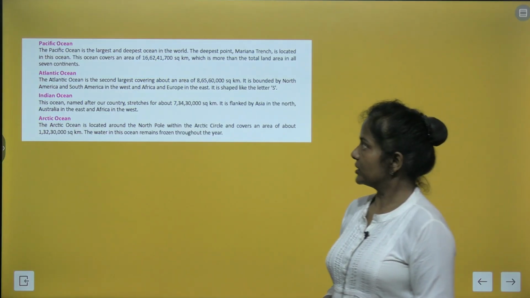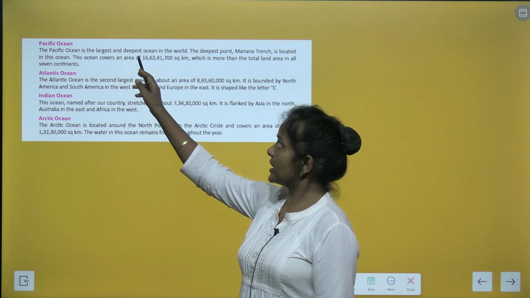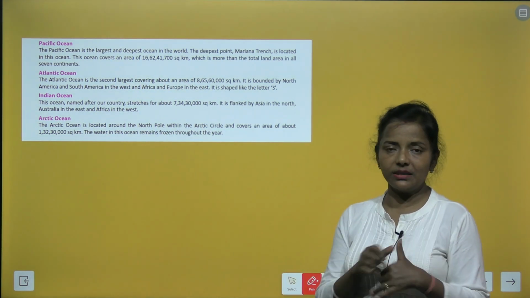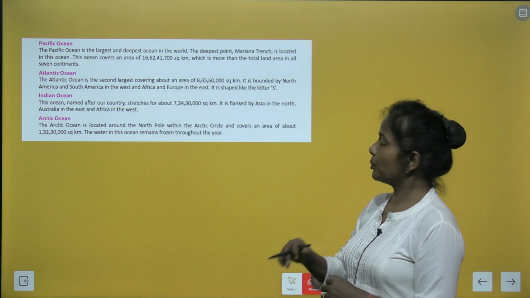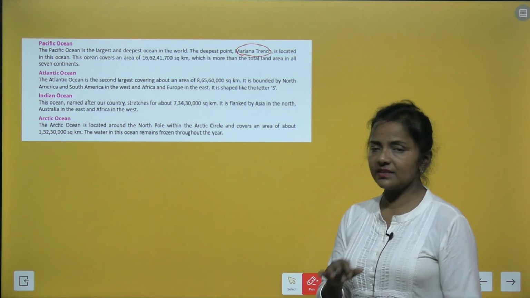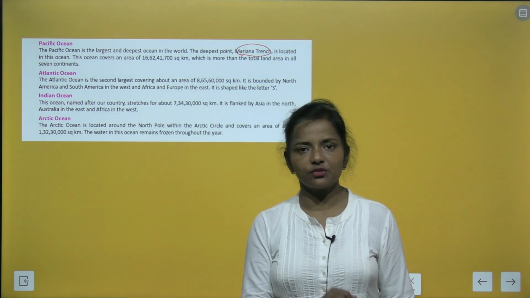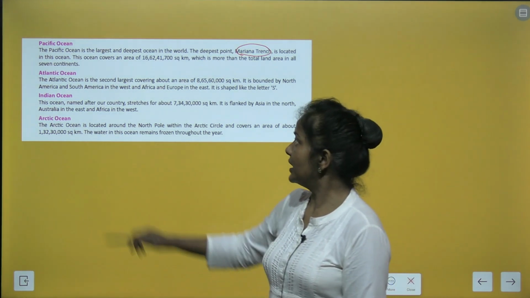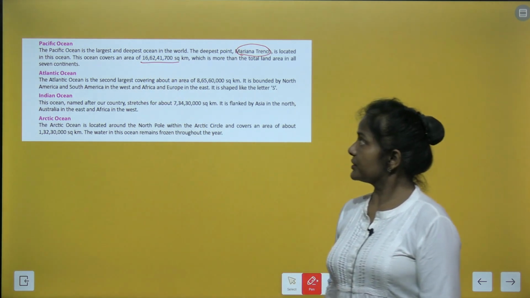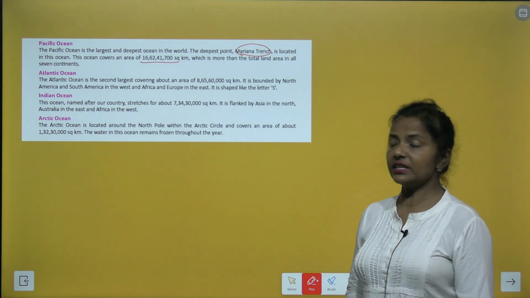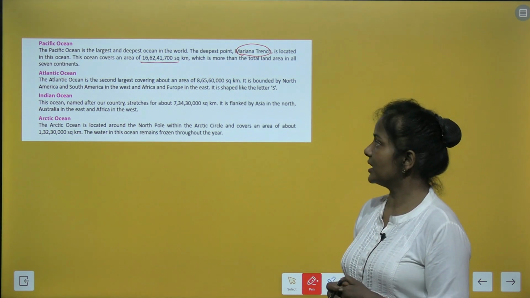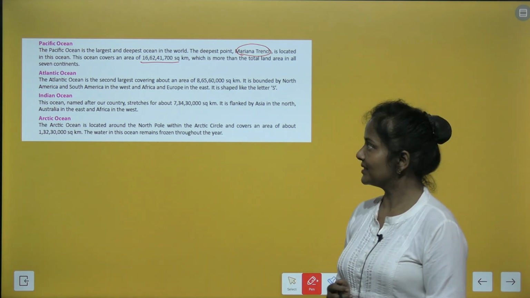The Pacific Ocean. The Pacific Ocean is the largest and deepest ocean in the world. ये बहुत बड़ा भी है और बहुत deep भी है Pacific Ocean. The deepest point, सबसे deep point कौन सा है? Mariana Trench is located in this ocean. इसी ocean में सबसे deepest point जो है वो है Mariana Trench. This ocean covers an area of 16,62,41,700 square kilometers, which is more than the total land area in all 7 continents.